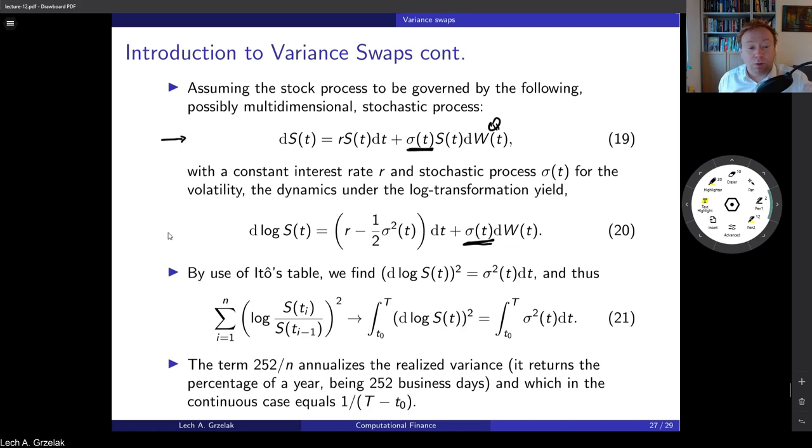Okay, this is the log transformation. Everyone is familiar with that. And then if we apply our definition of the payoff, using the previous expression for log S_{t_i} divided by S_{t_{i-1}}, we will have in the limit the integral of d log S_t squared, which by definition is also equal to sigma squared dt. If we take this term squared, and also this term squared, we will see that via Itô's table, the drift terms will be gone. We only end up with sigma squared t, and of course, the squared Brownian motion will be dt. So this is what holds here, and we can substitute in this expression under the integral. We end up with an integral from t0 to capital T of sigma squared t.